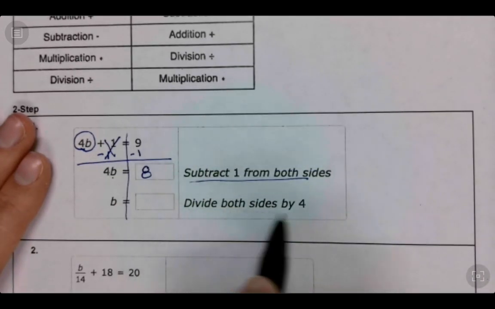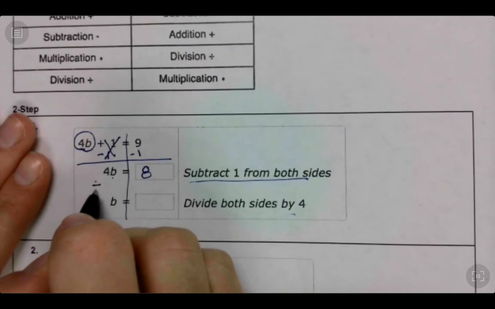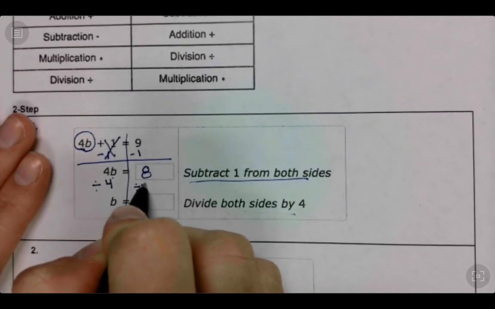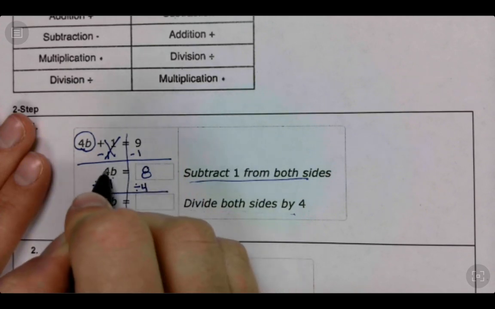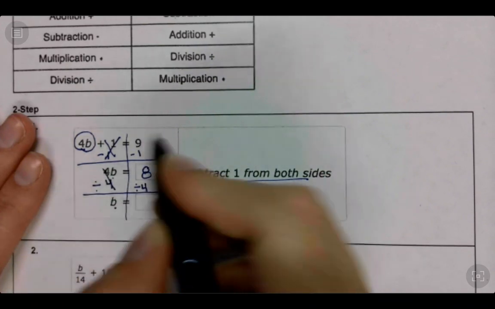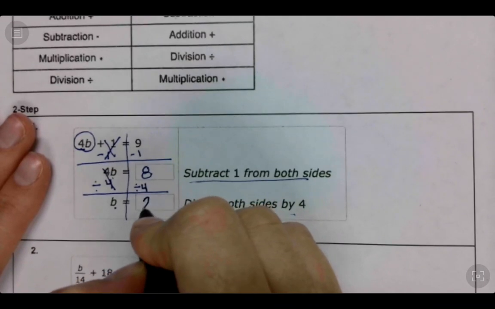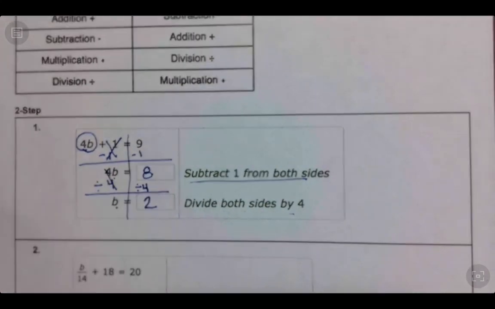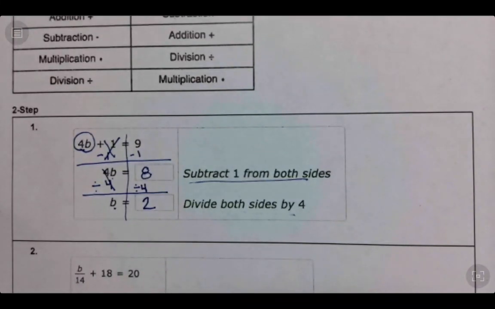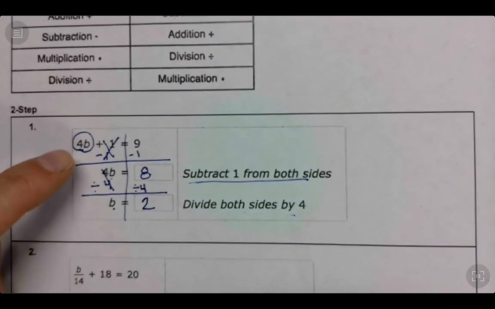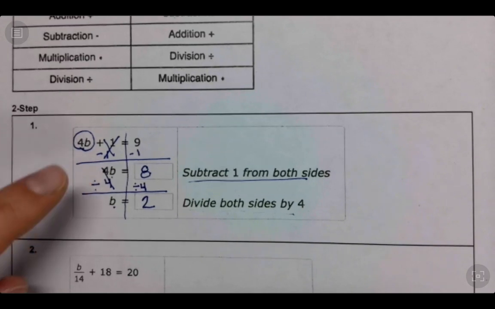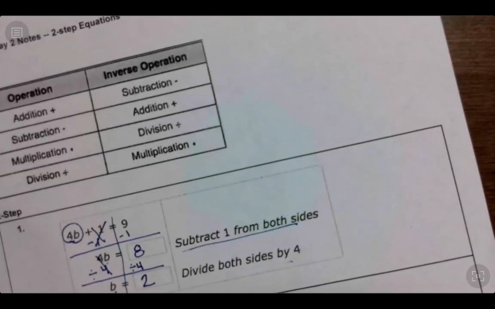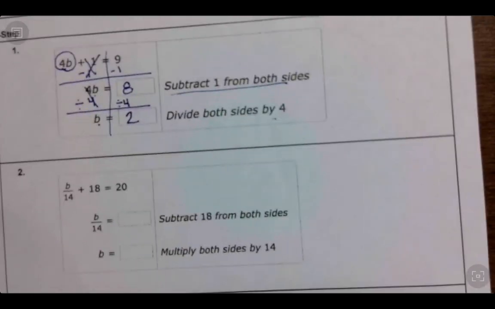Then it says divide both sides by 4. So these two are being multiplied, and the inverse is to divide. So I'm going to divide by 4 on both sides. 4 divided by 4 is 1b, or b. 8 divided by 4 is 2. So IXL is basically having you solve it step by step and tell them what your answers would be, right? And if you notice in there, I put in the actual step to show you how they're getting it. Hopefully that makes a little bit more sense.